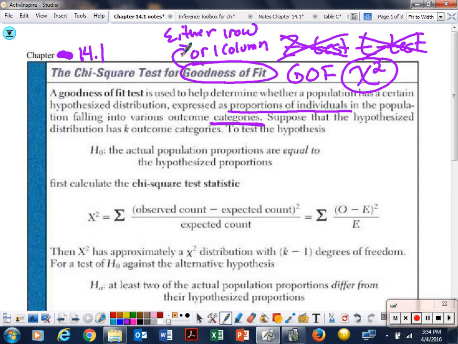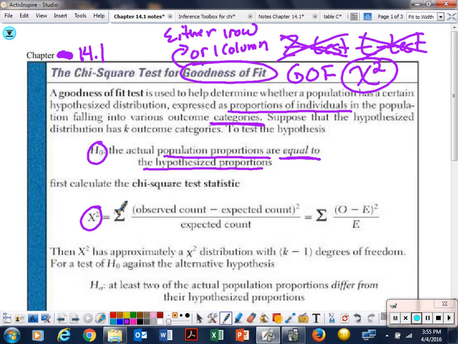So we're going to see things in this chapter that are going to be tweaked slightly when we get to the next chapter. All right, so the hypothesis: the actual population proportions are equal to the hypothesized proportions. Okay, first we're going to calculate the chi-square test statistic. So this one's a little bit backwards. We come up with our hypothesis and our alternative, and then we actually do the calculations first, because we can't do the conditions until we have actually calculated some of our information.